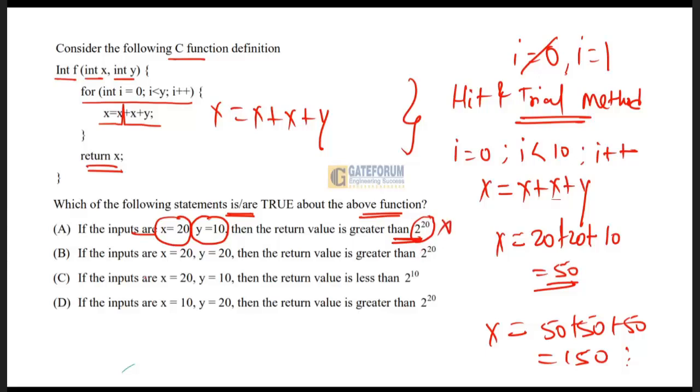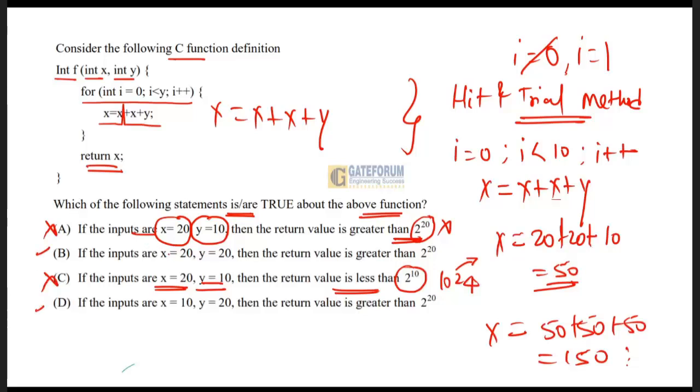Similarly, on option C, if I put x equal to 20 and y equal to 10, then also I will get the value lesser than 2 to the power 10, but it is not so, because 2 to the power 10 is 1024. But after some iterations, when the value of i goes to 6 or 7 or 8, the value will be greater than this. So option C is also out of scope. Now option B and option D are left.